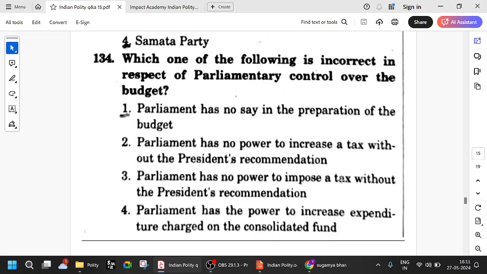Okay, increase the tax, impose a tax, and increase expenditure charged on the consolidated fund. So basically everything. Increasing a tax also no power. Imposing a tax also needs president's recommendation, and increasing the expenditure charged on the consolidated fund also. So these are also parts of money bill. Where there is money bill, prior recommendation of the president is required. Okay, parliament has no say in the preparation of budget. This is wrong. Okay.